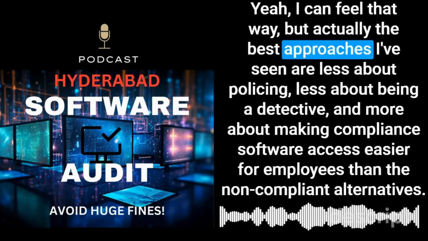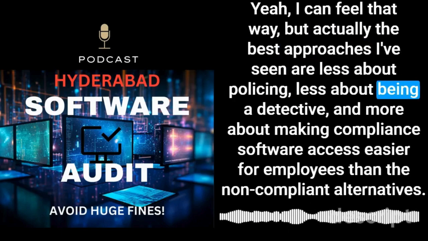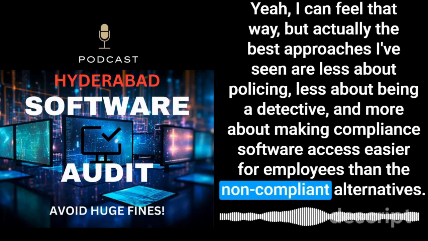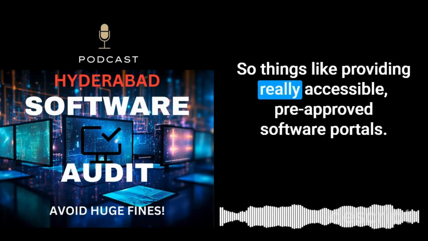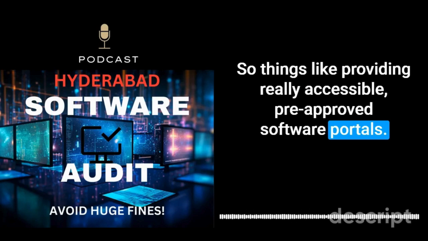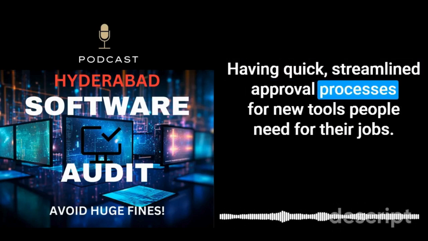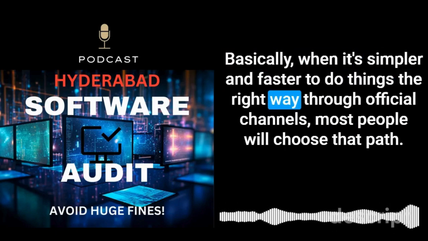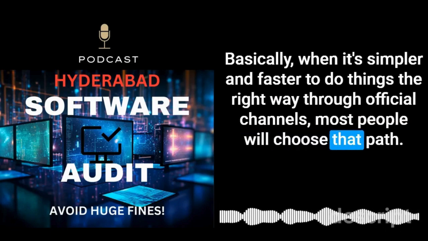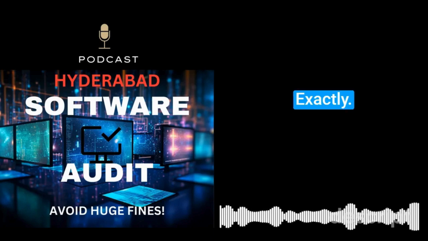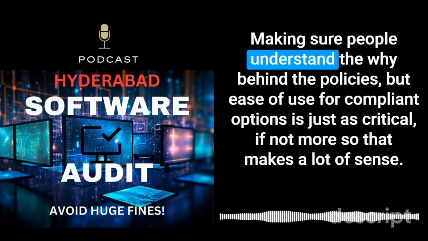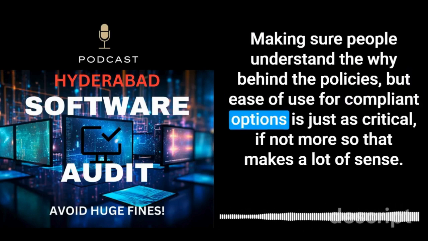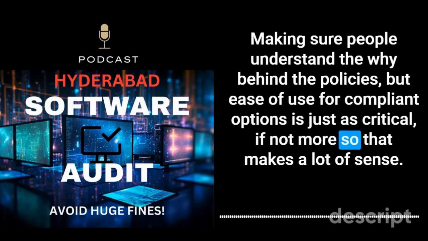But actually, the best approaches I've seen are less about policing, less about being a detective, and more about making compliant software access easier for employees than the non-compliant alternatives. So things like providing really accessible, pre-approved software portals, having quick, streamlined approval processes for new tools people need for their jobs. Basically, when it's simpler and faster to do things the right way through official channels, most people will choose that path. Reduce the friction for the right way. Exactly. Education is definitely key, making sure people understand the why behind the policies. But ease of use for compliant options is just as critical, if not more so. That makes a lot of sense.